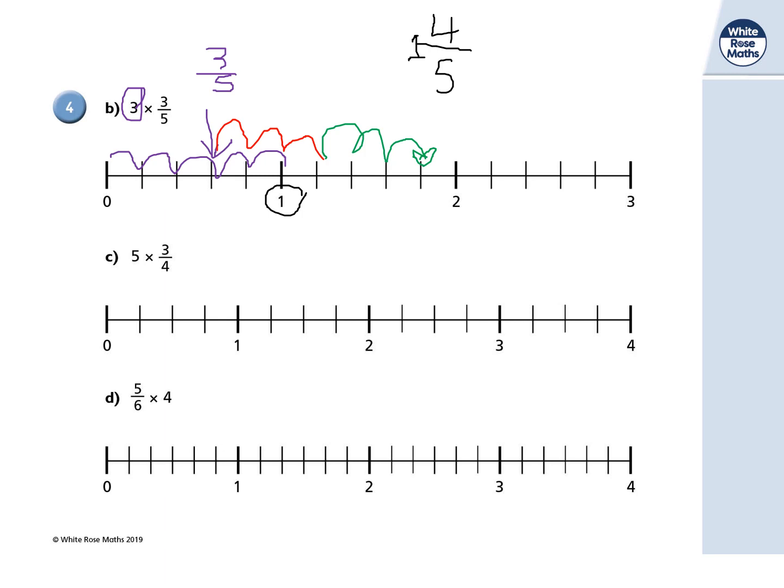Okay. The second one. 5 times 3/4. Let's count 3/4. 1 of 3/4, 2 of 3/4, 3, 4, and last one, 5. The answer is 3/4. Okay, I'm going to skip the last one, and please have some time doing this.